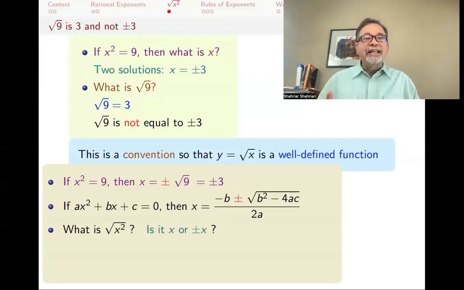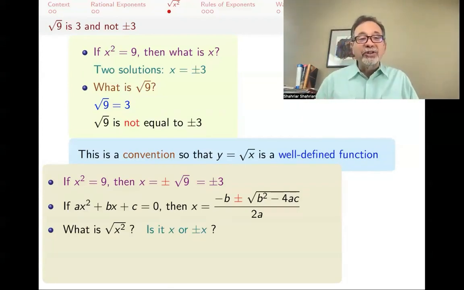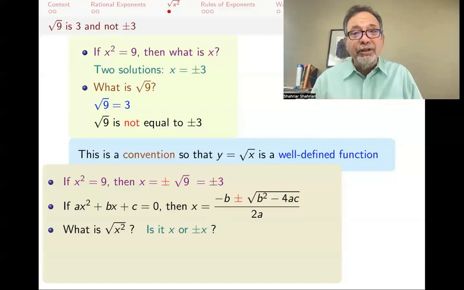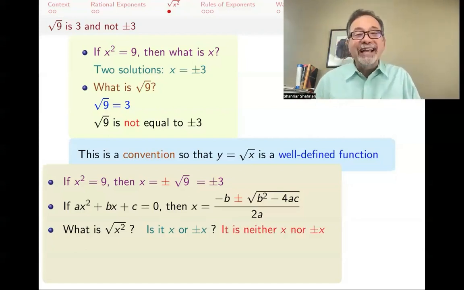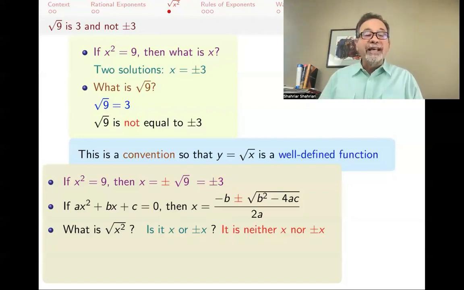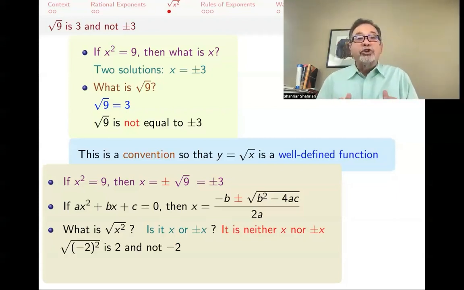You might think that the answer can't be plus or minus x because I just went through all this song and dance to tell you that square root of 9 is not plus or minus 3, it's 3. So you might think maybe the answer is x. Well, actually, it's neither x nor plus or minus x. Why? Because we don't know what x is, and x could be negative, but we want square root of x squared to be positive. For example, if x was minus 2, x squared is 4, and square root of 4 is 2. It's not minus 2.